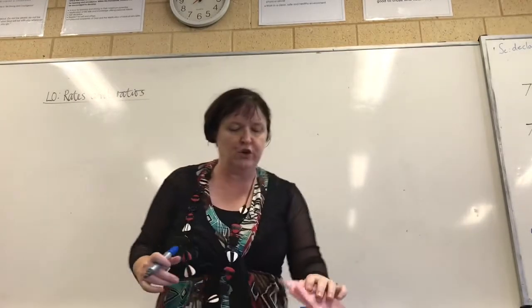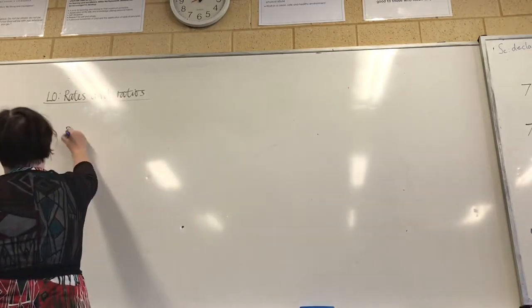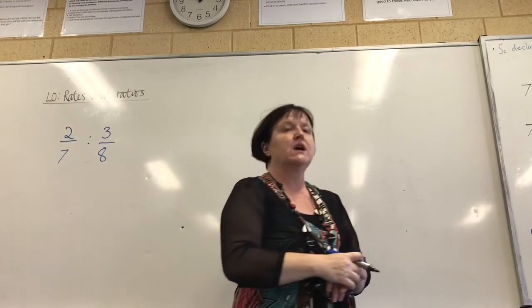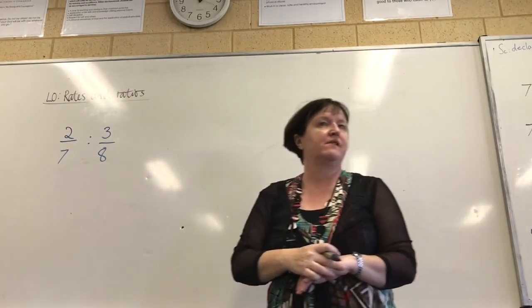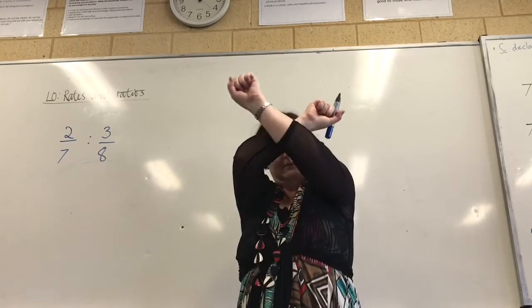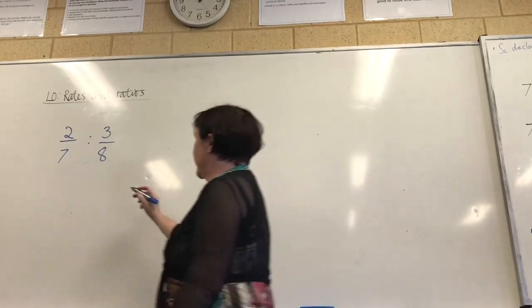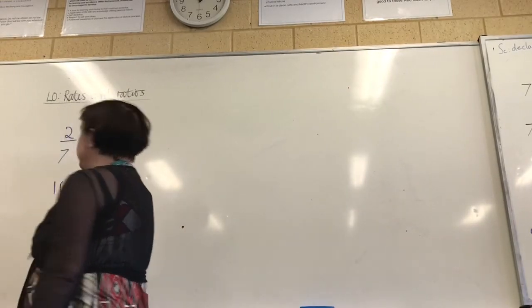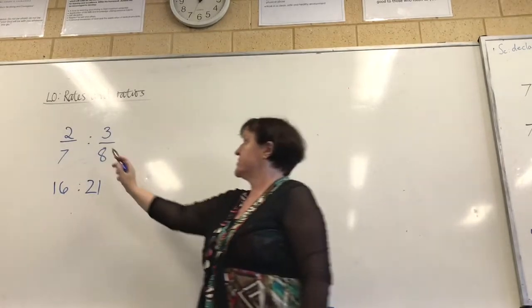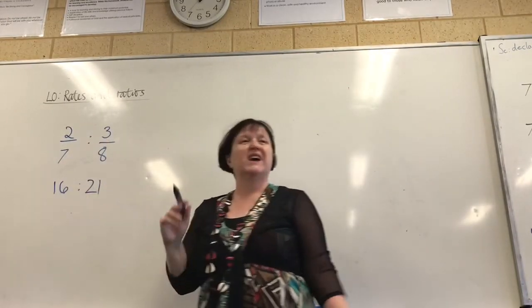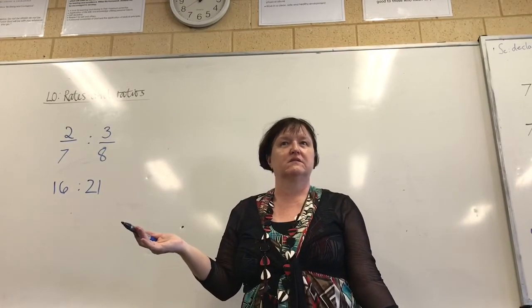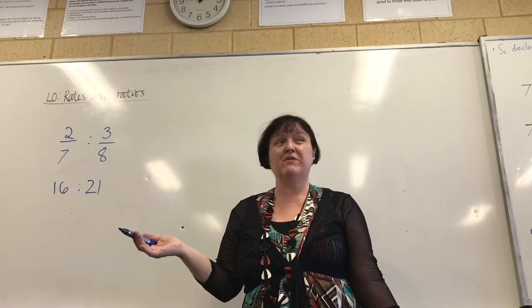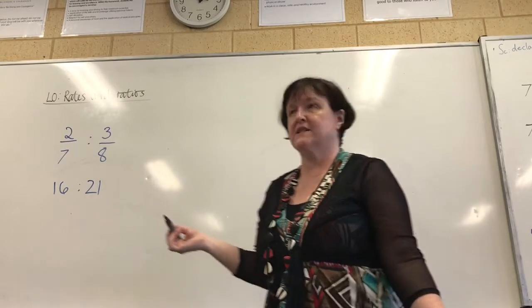So let's say we've got two fractions. We've got something like 2/7 to 3/8. So how are we going to simplify that? Going to cross multiply again, that's right. So 2 8s are 16, 7 3s are 21. Can we do anything with that? Any common factors? No, no common factors, so we have to leave it like that.